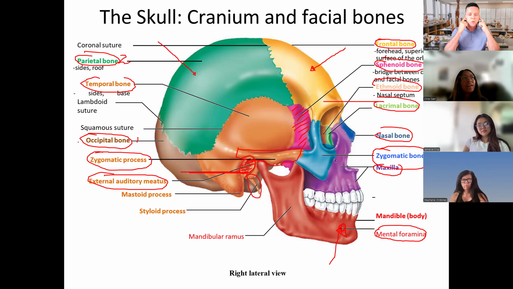Now, this one right here would be the zygomatic process of the right temporal. Right, you see the difference here? Zygomatic process of the right temporal, right mental foramen of the mandible. Any questions, guys?